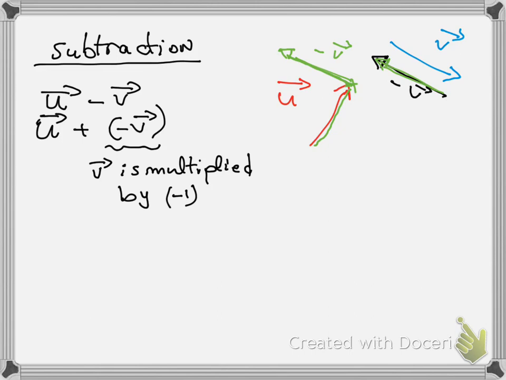So then u plus minus v would be, you have to go from the initial point of u to the terminal point of negative v. So you go from here to here. So that would be u plus minus v. Okay. So this is u plus minus v.